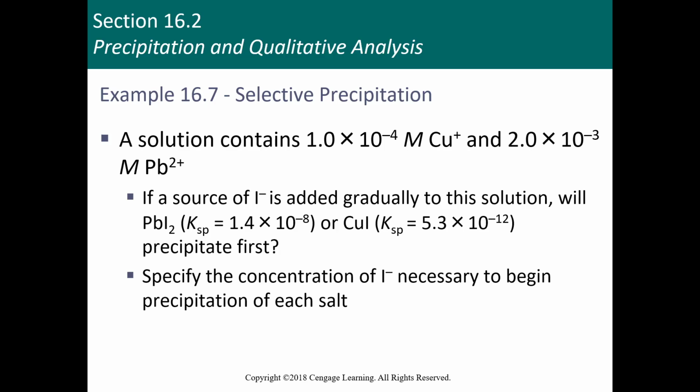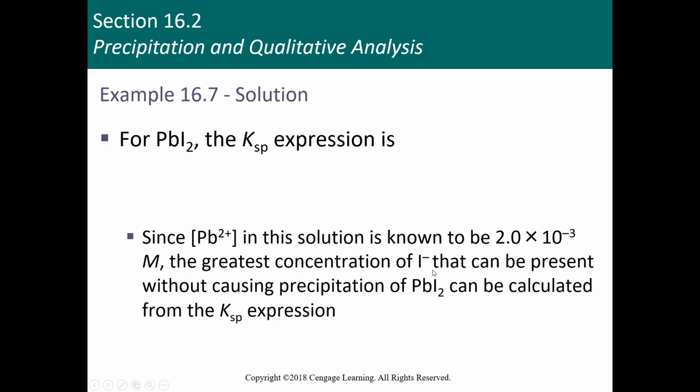So in this example, a solution contains 10^-4 molarity copper and 2 times 10^-3 molarity lead. If a source of iodide is added gradually to the solution, will the lead or the copper precipitate first? Specify the concentration of iodide necessary to begin precipitation of each salt. Okay, so the first thing we need to do is look at these expressions to see: are they similar enough that we can just compare them directly, or do we have to do anything special?